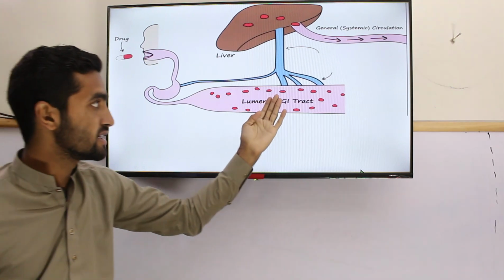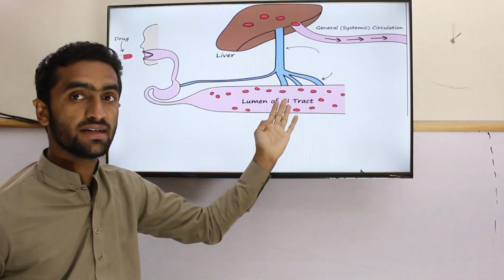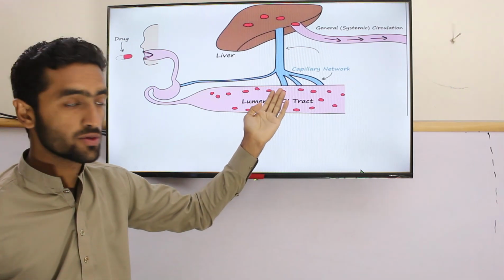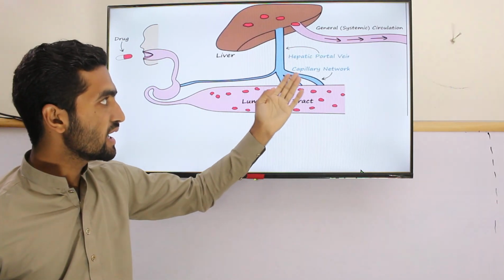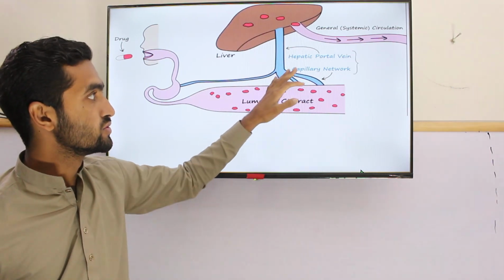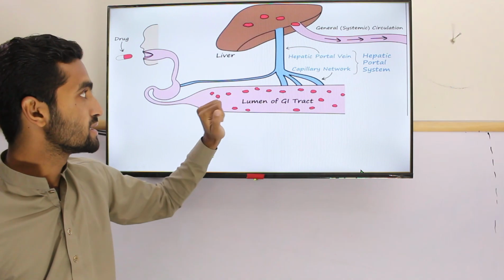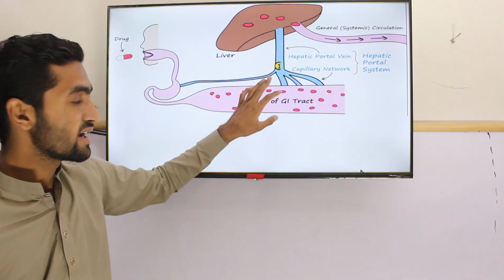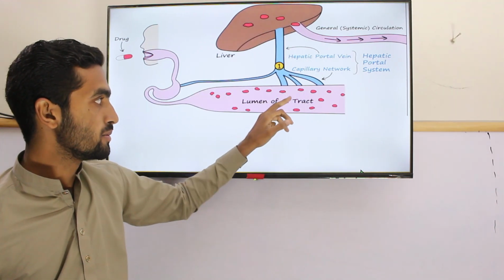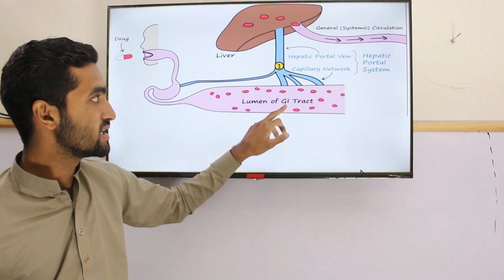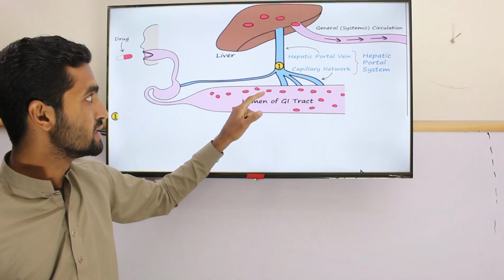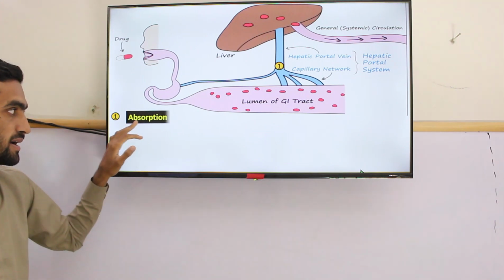After this, the drug has to be absorbed from the intestine into the portal capillaries. This is the capillary network of your portal system, and the hepatic portal vein goes into your liver. So this is your complete hepatic portal system. Here our first step occurs, and that is absorption. The drug has moved from the lumen of the GI tract into the portal. So this is our first concern, absorption.